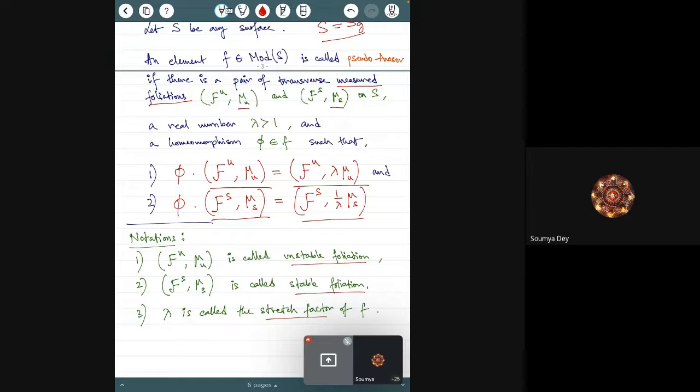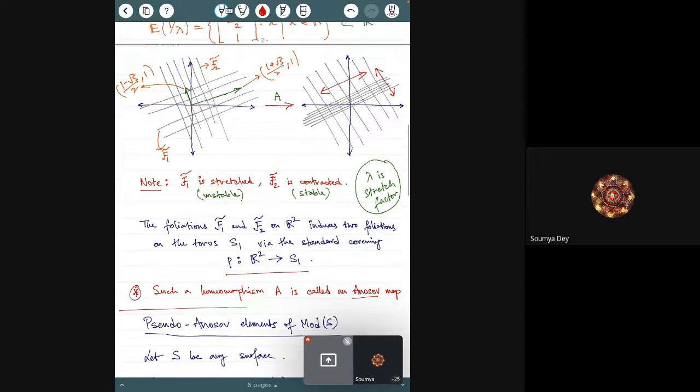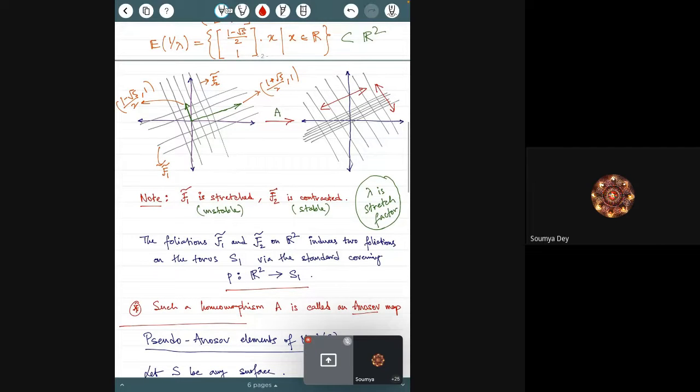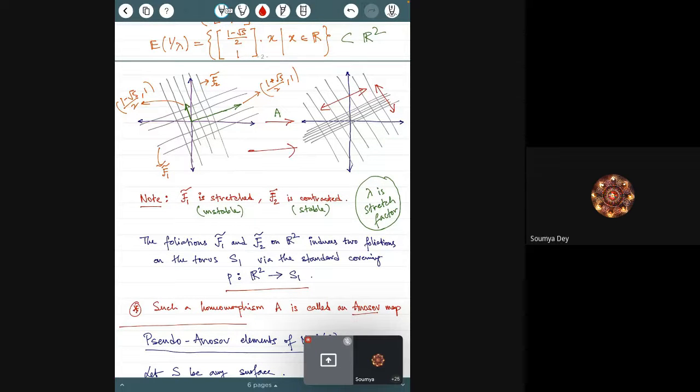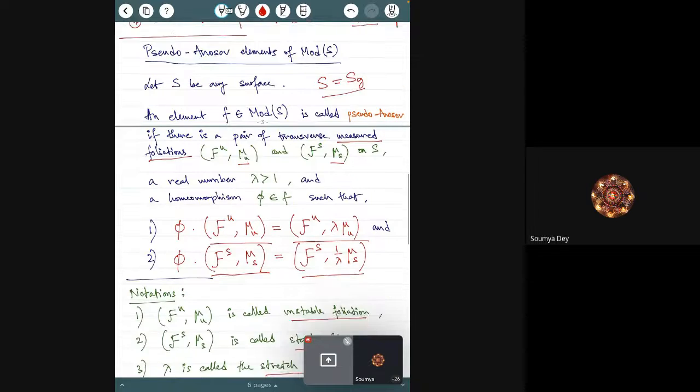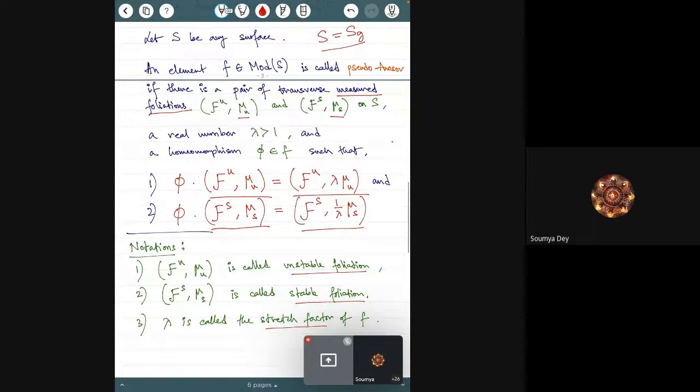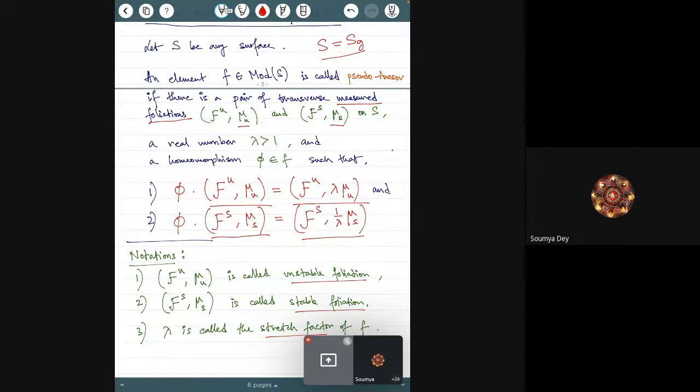So here also there is stretching and contraction going on. So locally the same behavior that we have seen above, this behavior, is there in your surface by this particular phi. Such a map F or mapping class F is called a pseudo-Anosov.